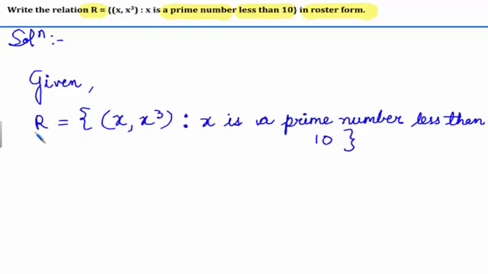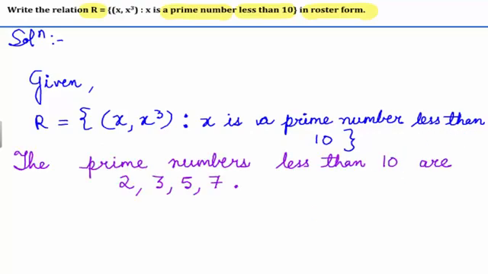It is given that the relation R is equal to {(x, x cube) such that x is a prime number less than 10}. The prime numbers which are less than 10 are 2, 3, 5 and 7. So 2, 3, 5 and 7 are the first elements of the ordered pairs of the relation R.